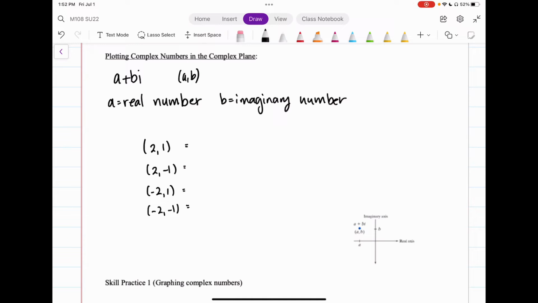I've written 4 ordered pairs for you. These represent the complex numbers 2 plus i, 2 minus i, -2 plus i, and -2 minus i. And each of these would be located in a different quadrant in the complex plane. (2, 1) would obviously be in the first, (2, -1) would be in the fourth, (-2, 1) would be in the second, and (-2, -1) would be in the third.